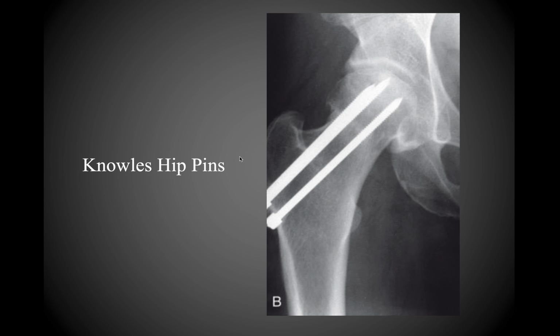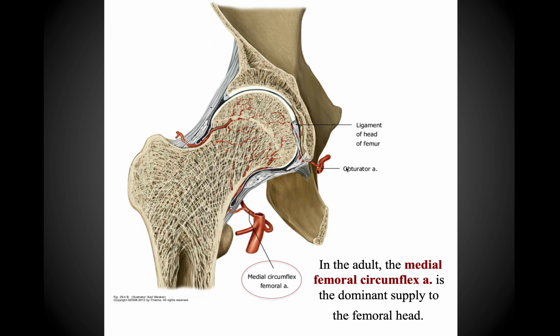This is an example of Knowles hip pins. So this is a similar approach where these are effectively screws, but we call them pins, or kind of like nails, and you'll put them right into, in this case, the head and neck of the femur in order to help reinforce it post fracture. Recall from gross anatomy that there's two primary arteries supplying blood to the head of the femur.